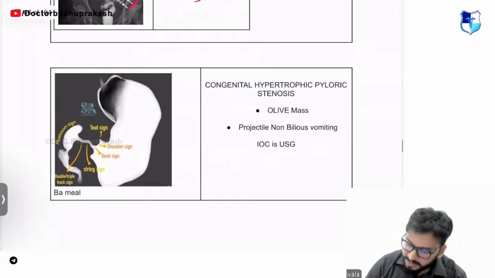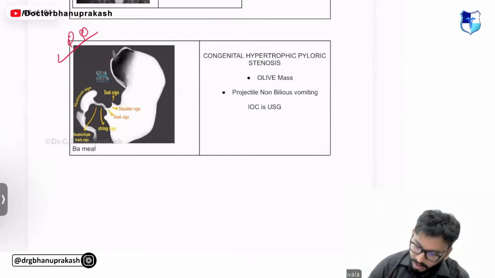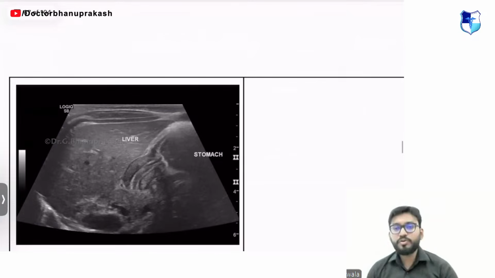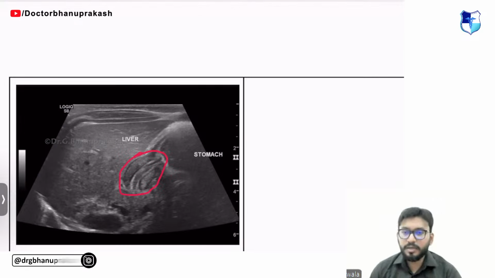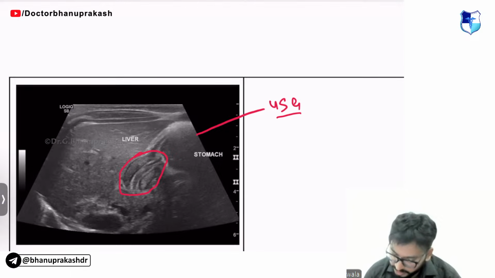CHPS, congenital hypertrophic pyloric stenosis, very important, guys. Multiple times it has been asked, and this is the image that you usually get. Can you see the thickened pyloric canal? This is a USG, a sonography.